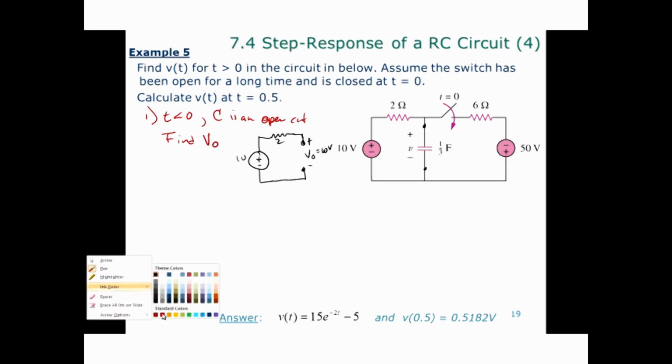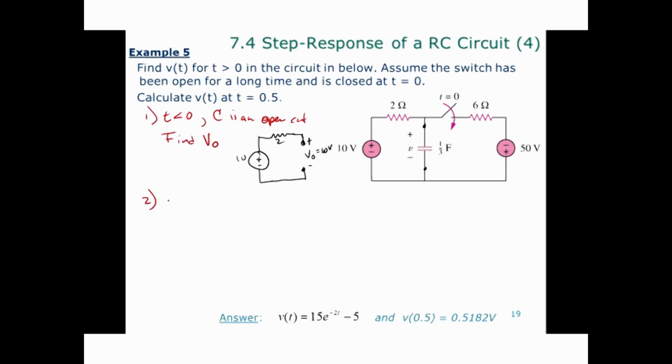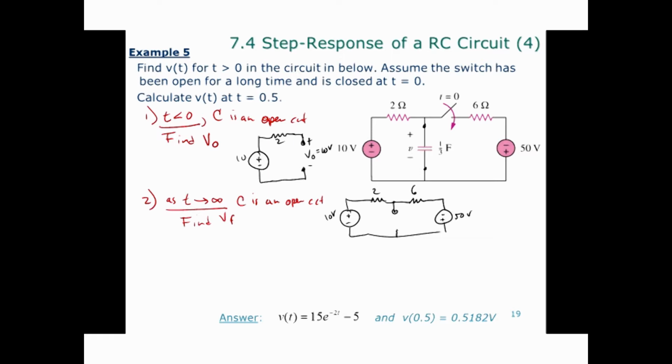It's pretty clear. Now step 2, this is the new thing. As t approaches infinity, the capacitor is back to being an open circuit again. Now we just have to find the final voltage across the capacitor. Again, you're always free to redraw the circuit. It's easier to see. So this is 10 volts, this is 2 ohms, and you've got a 6 ohm resistor and this 50 volt source. What we're calling VF is the voltage between those 2 resistors now that the capacitor has settled down to an open circuit again.